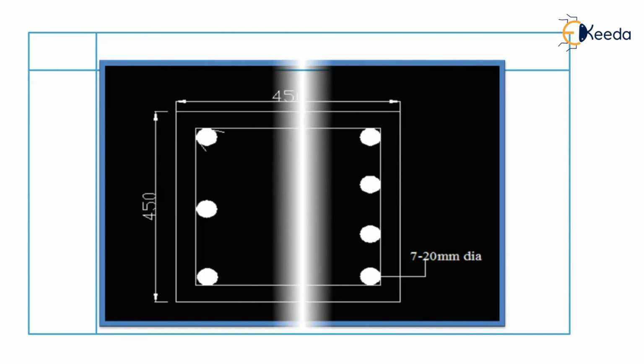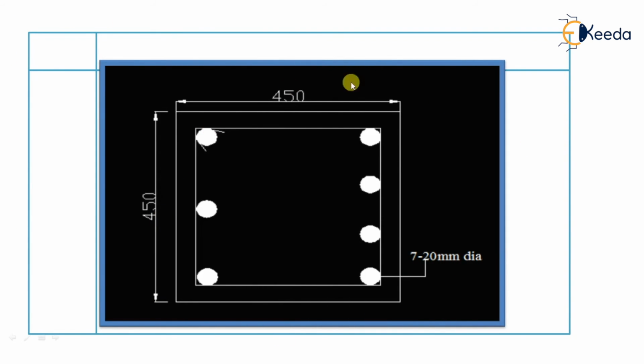And here is the cross section of our designed column. Here the overall dimensions are 450 by 450 mm, and we are going to provide 7 bars of 20 mm diameter. So here we have completed the numerical based on design of short columns.